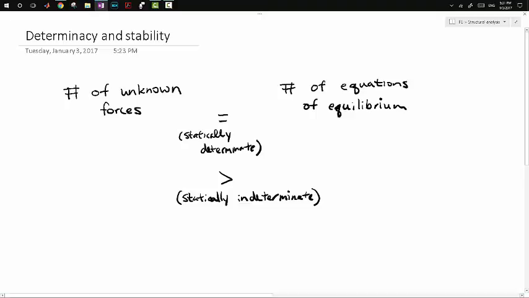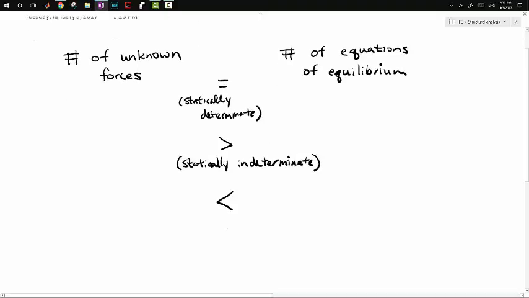So what if it's the other way? What if the number of unknown forces is less than the number of equations of equilibrium? Well, then you have an unstable structure. So for both of these first two cases, when your unknown forces are equal to equations of equilibrium, or if your number of unknown forces is greater than the number of equations of equilibrium, these are both stable.